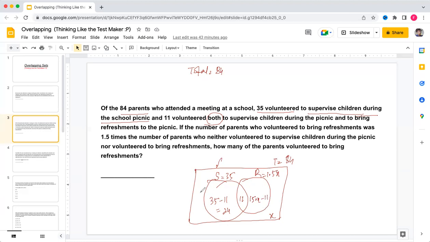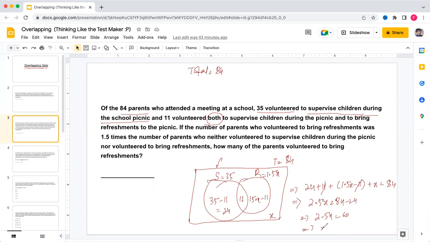Now we know that all of these must sum to 84. So just add all of these, which is 24 plus 11 plus 1.5x minus 11 plus x is equal to 84. This will cancel out. And this will be 2.5x is equal to 84 minus 24. This means 2.5x is equal to 60.